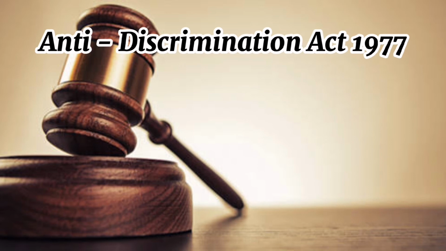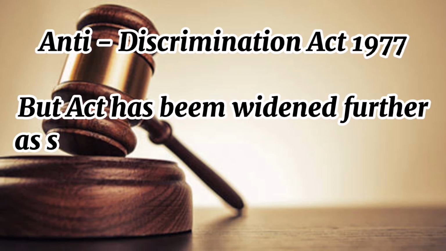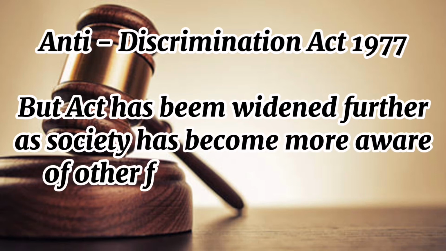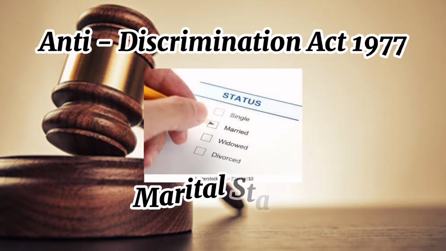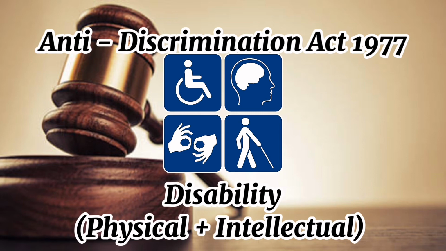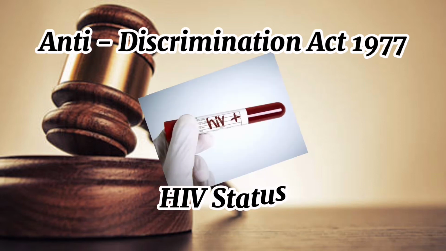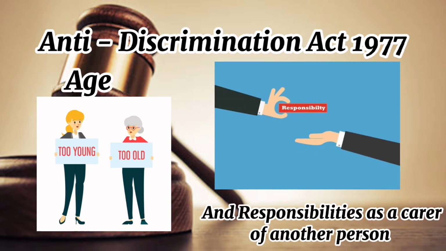Anti-Discrimination Act 1977. Race and sex were first areas covered, but the Act has been widened further as society has become more aware of other forms of discrimination, including marital status, disability, physical and intellectual, HIV status, homosexuality, age, responsibilities as a carer of another person.